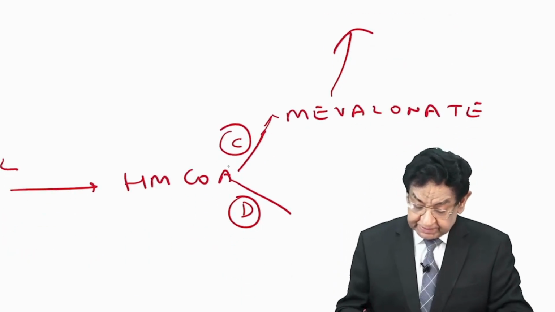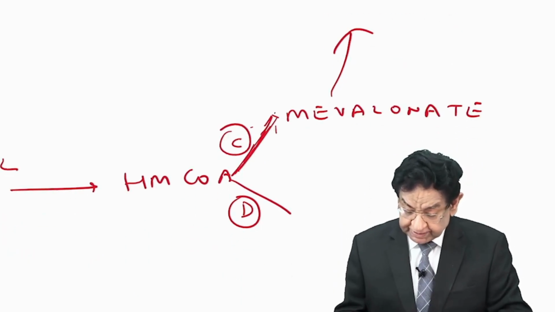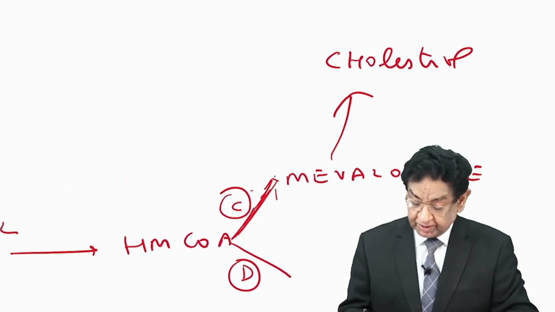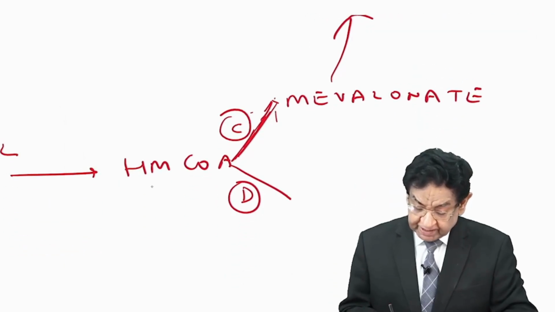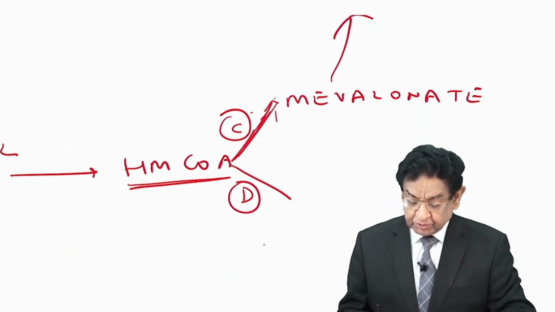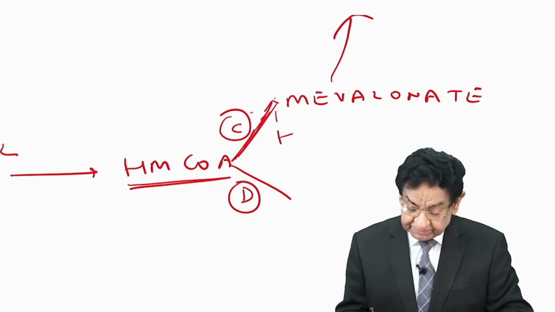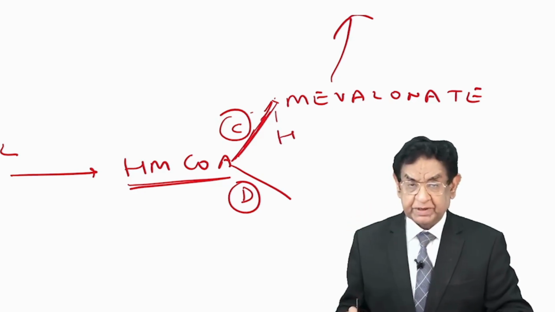Well, now this step, this is road C. Road C, the final destination of road C is cholesterol. But when HMG-CoA gets converted into mevalonate, what we need here is HMG. Now that is a very, very important enzyme.